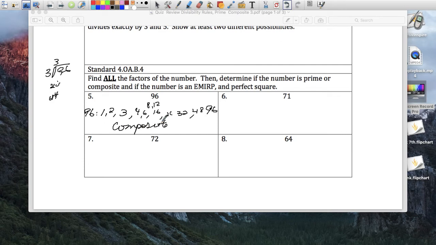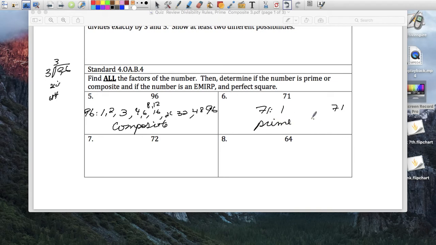It's not an IMERP because it has to be prime to begin with, and it's definitely not a perfect square because there's no two numbers that are the same that multiply to give you 76. 71, I get 1 and 71. 2, no, 3, no, 4, no, 5, 6, 7, 8, no, that's it. 1 and 71 is just two factors, so that makes it a prime number.